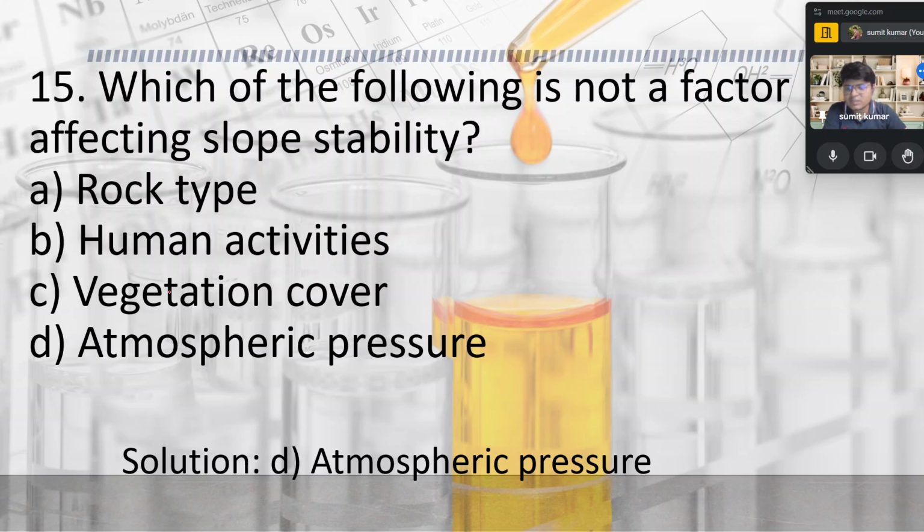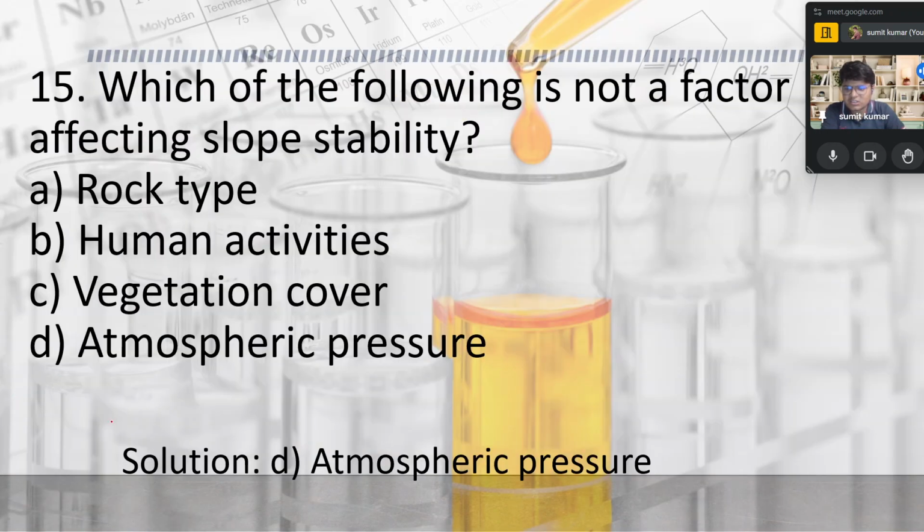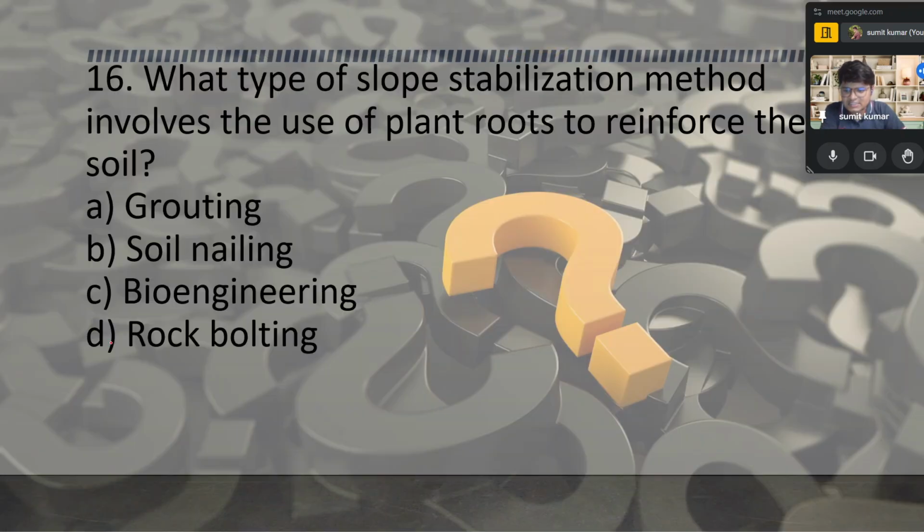Now we move to our next problem, which states: which of the following is not a factor that affects slope stability? The options are rock type, human activity, vegetative cover, atmospheric pressure. Rock type will matter, but it will not depend only on atmospheric pressure. So atmospheric pressure is the correct answer.